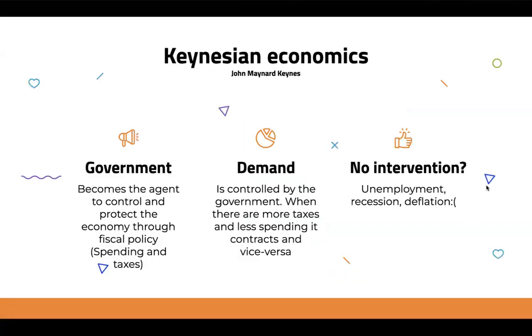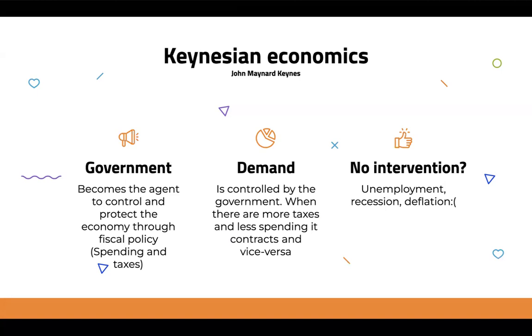The second type of economic theory is Keynesian economics. Keynesian economics believes that the government should control and protect economic policy, and specifically, they believe that this should happen through fiscal policy. Fiscal policy means government spending and taxes. So that's two ways the government controls the economy through fiscal policy.